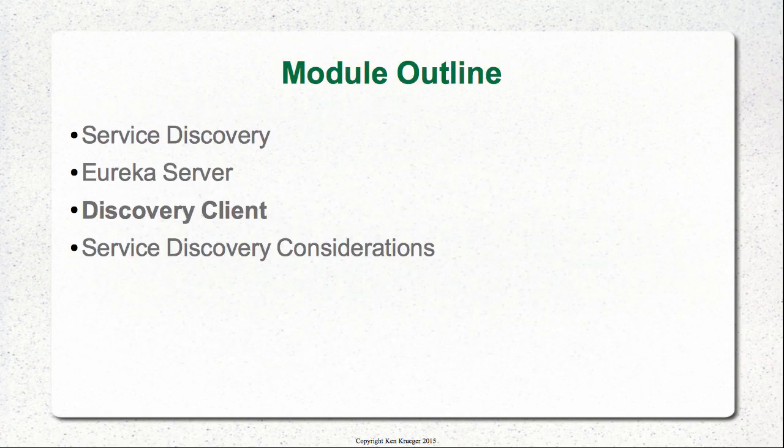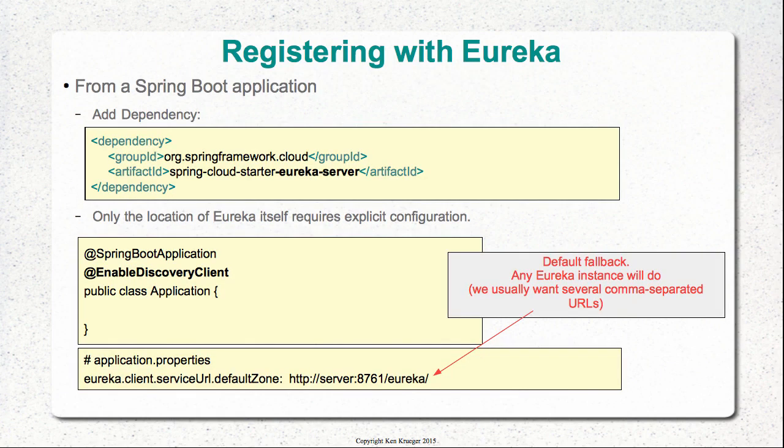So a server is very easy to set up. Let's talk about a client. Now, from a Spring Boot application, it's very easy to work with Eureka. You just add a dependency. From org Spring Framework Cloud, add Spring Cloud Starter Eureka Server. Then the only thing that you really need to do is add an annotation to enable discovery client.